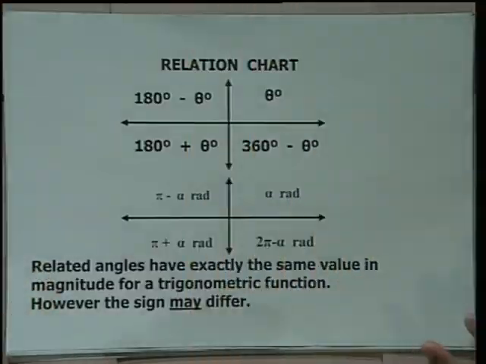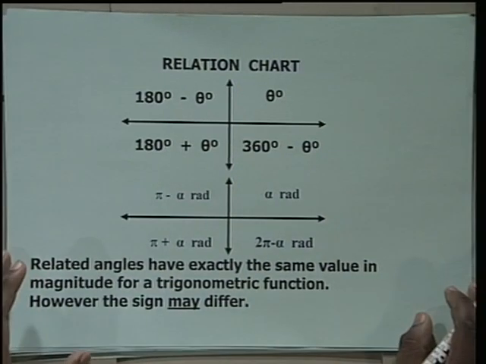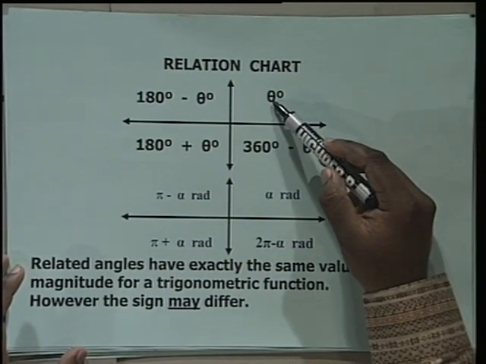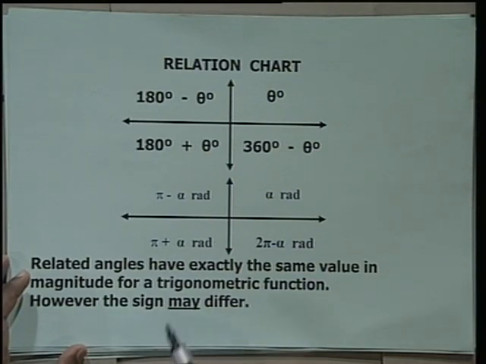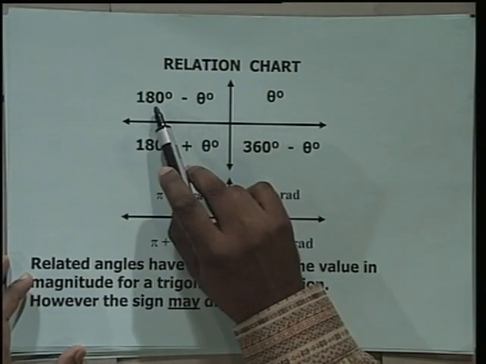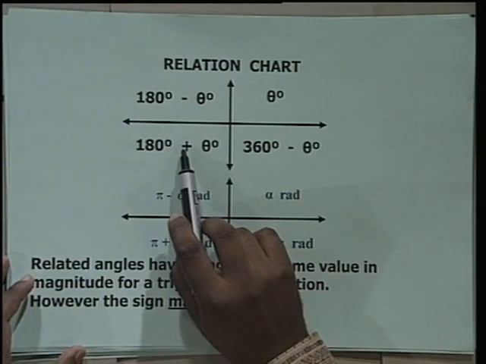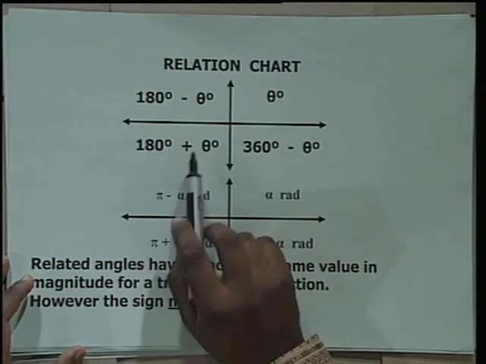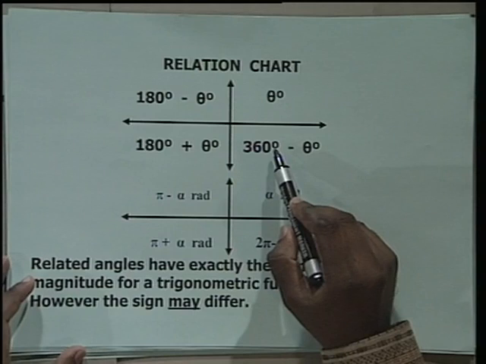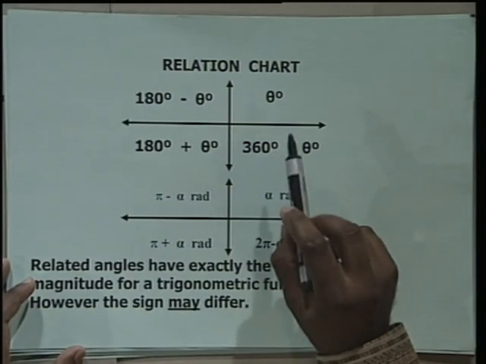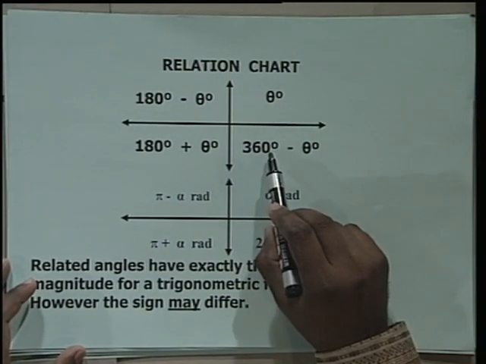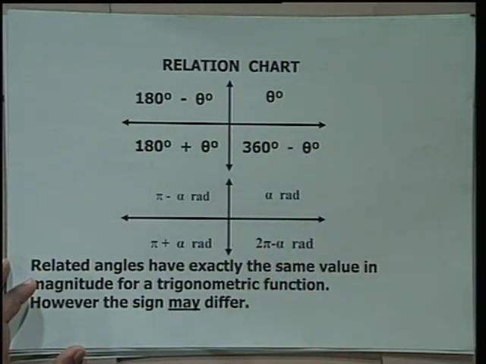Now, as you have relatives, angles as well have relatives. An angle theta degrees in the first quadrant has an angle of 180 minus theta related to it in the second quadrant. In the third quadrant, the angle related to theta is 180 plus theta. And in the fourth quadrant, the angle related to the angle in the first quadrant is 360 minus theta.